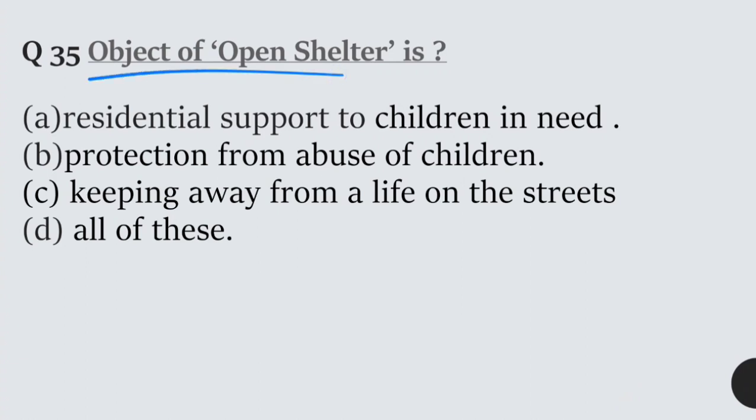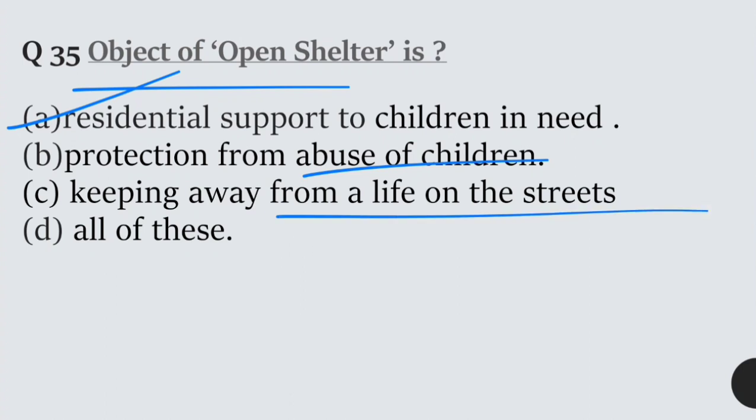Next question is, object of open shelter is. So what is the object of open shelter? A says residential support to children in need. B says protection from abuse of children. C says keeping away from a life on the streets, and D says all of these. So all of these is the right option. All of these is the answer, as all of these options are there under the provision.